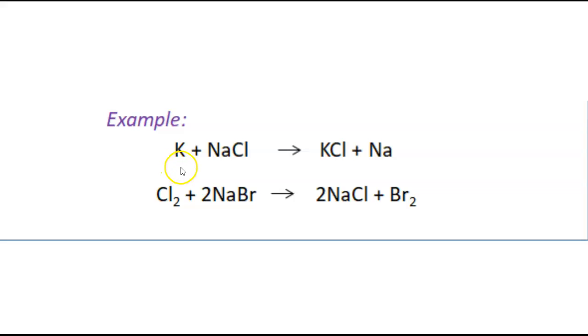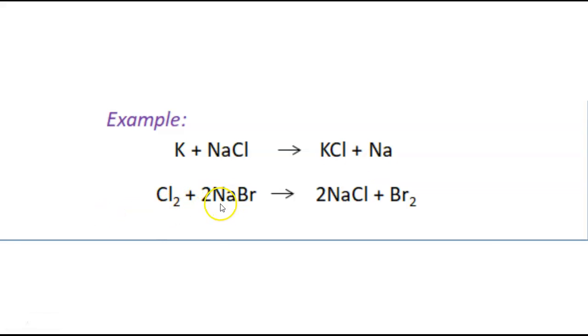All right, some examples here. We start with potassium as the single, and then we start with sodium chloride, sodium and chlorine, as the compound here. Then what's going to happen is sodium is going to get dropped by chlorine and replaced with potassium. So Cl is now bonded with potassium, the single one, and Na is now the single one all by itself.